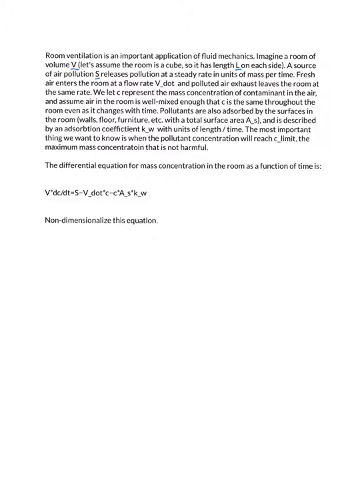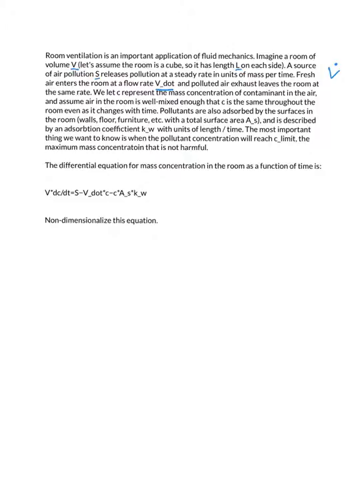Fresh air enters the room at a flow rate V dot, and polluted air exhaust leaves the room at the same rate. By the way, by V dot, I mean V with a dot over it is how we would normally write this. The program I am using to do this video can't really format equations. So polluted air exhaust leaves the room at the same rate, which, by the way, is what we would expect. We're not expecting the density of air in the room to change. We're assuming air is more or less incompressible, so therefore the same amount of air has to leave as comes in.